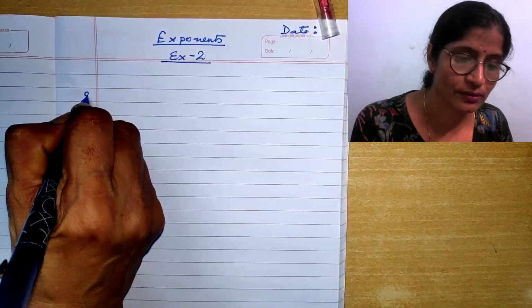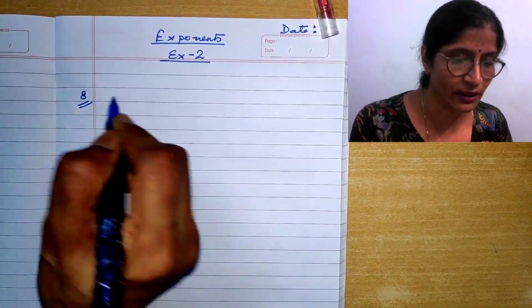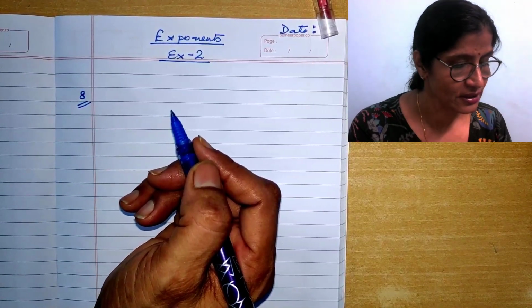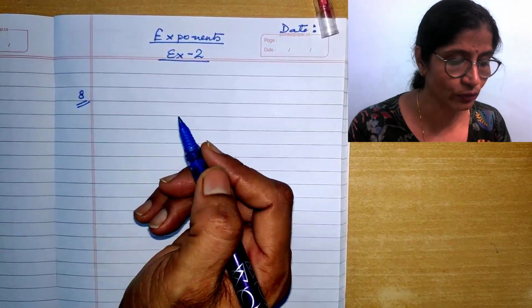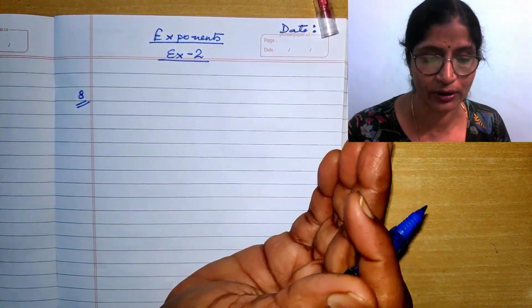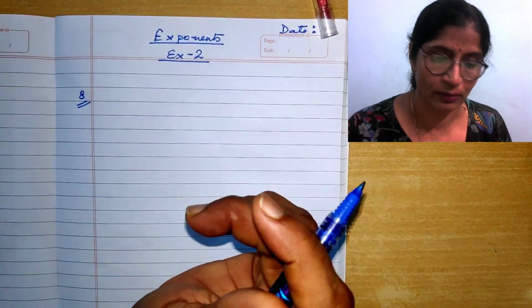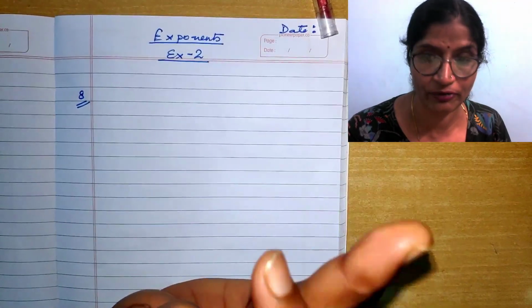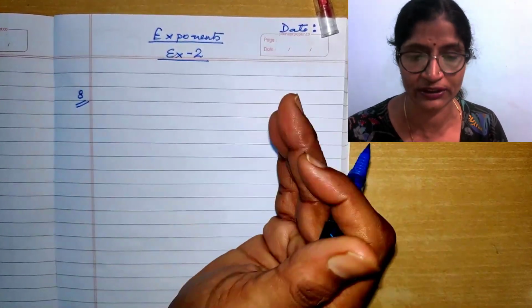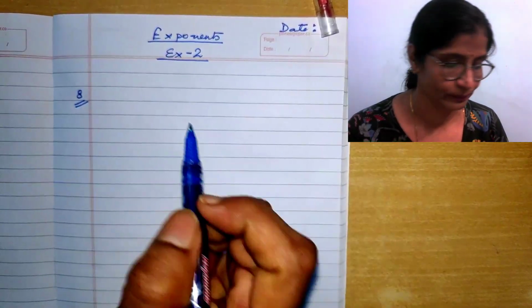So we will continue the sums related to exponents. Now sum number 8. It is written, write each expression such that there is no variable in the denominator. No variable in the denominator means a numerical coefficient will be there, but a variable will not be there in the denominator. Variable means x, y, z, a, b, c, like that.